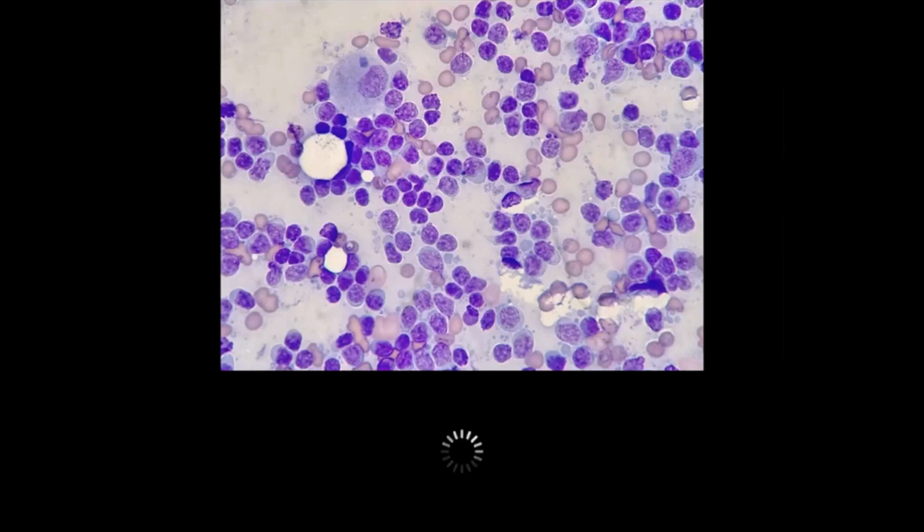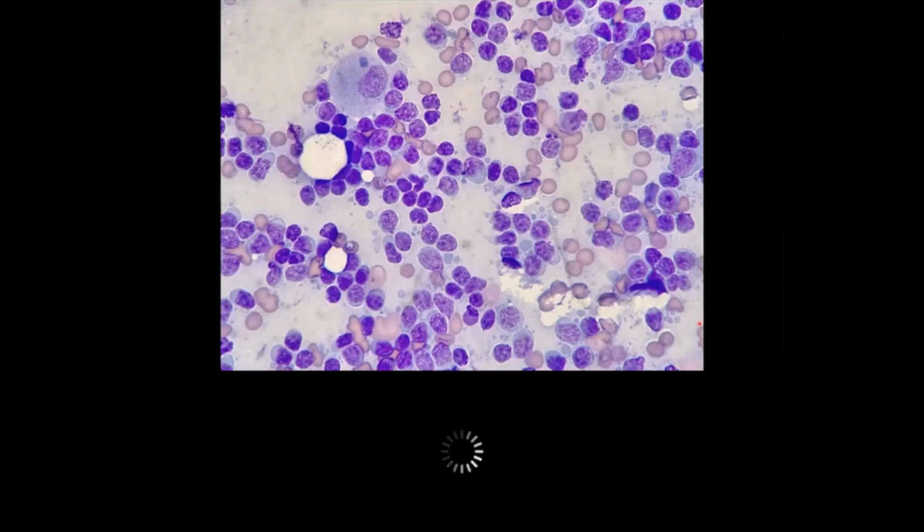Lymphoma taken from the salivary gland. So here we have a monotonous population of these small lymphoid cells, just slightly larger than the red blood cells, some of which have a plasmacytoid morphology. The monotony is the clue here that this is neoplastic.